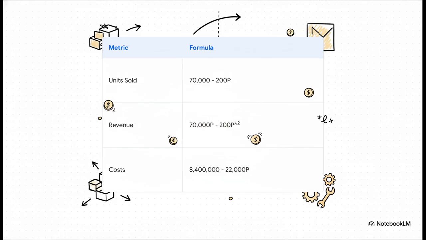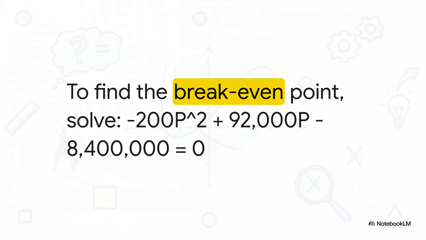This happens because the price you charge directly affects the number of units you sell, which ends up multiplying the variable by itself. When this business takes their total revenue and subtracts all their costs, they land on this rather massive quadratic equation. Negative 200p squared plus 92,000p minus 8.4 million equals 0. They set it to 0 for a very specific reason. They need to figure out the exact price points where their profit hits 0.